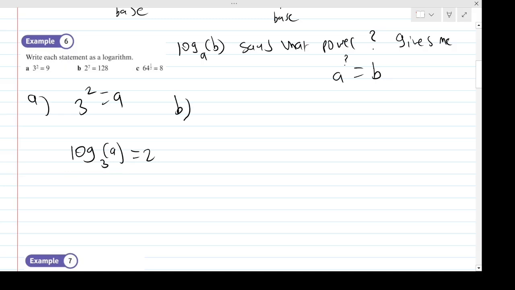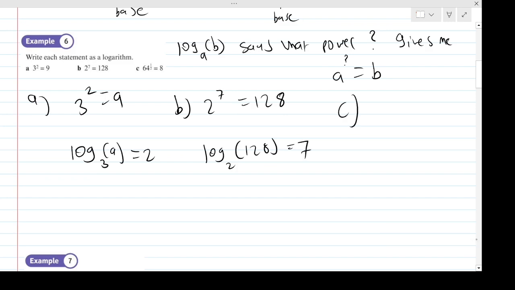Right, so then part B, we have 2 to the 7 is 128. So as a logarithm, we would say log, my base of 2, and then my input is equal to 128, okay? And that would give me my power of 7.